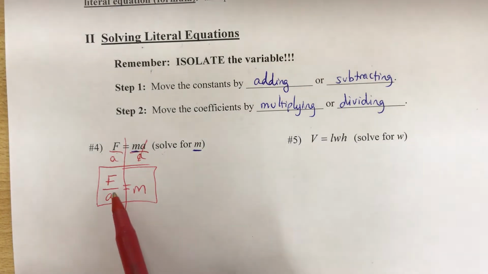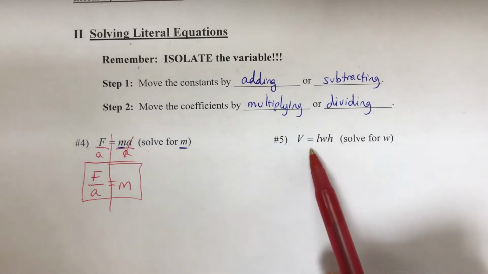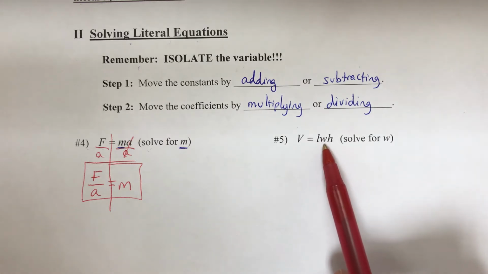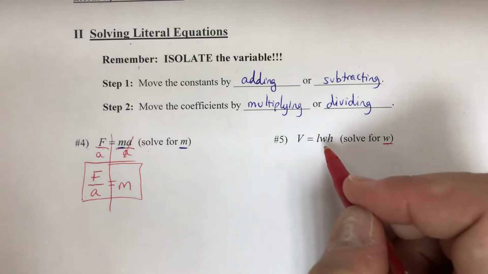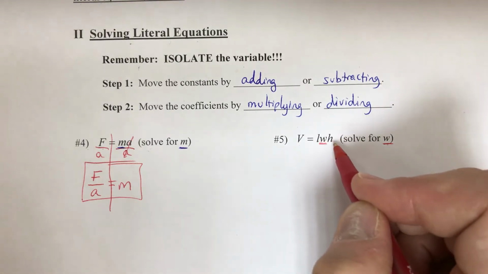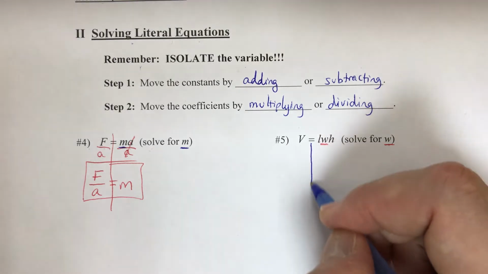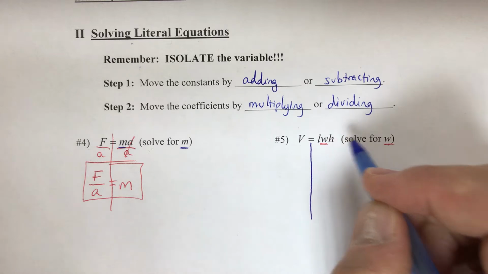That's it. M equals force divided by acceleration. Number 5 is the volume of a rectangular prism. Volume equals length times width times height. Solve for W. So that means that we need to move the L and the H. Now the cool thing is, in this case, L and H are multiplying W. They're all multiplying each other.